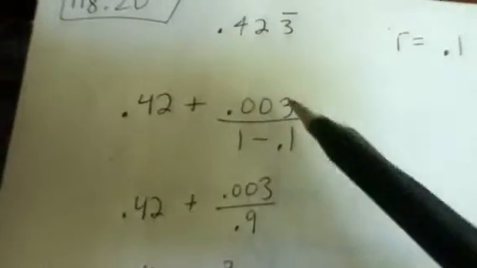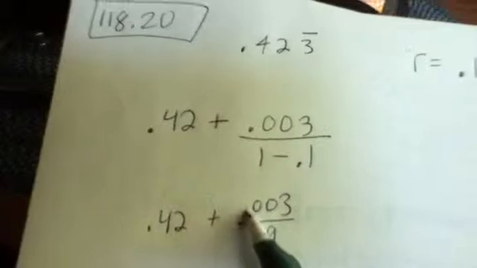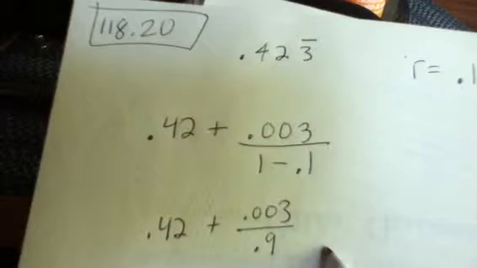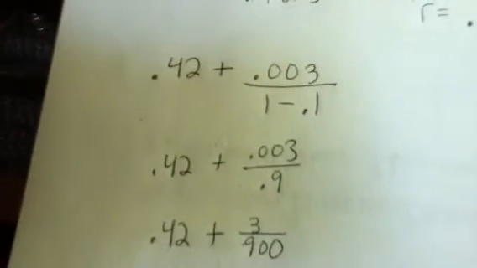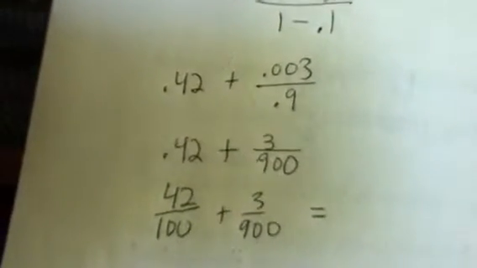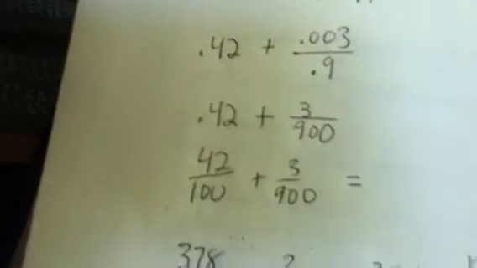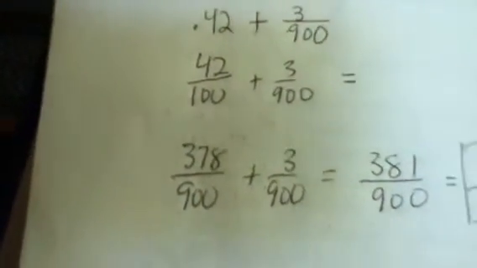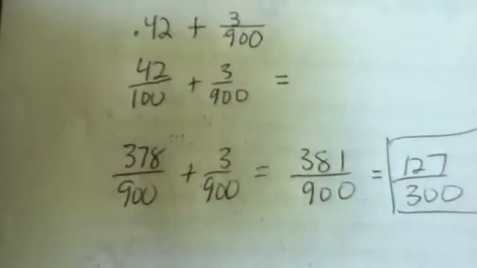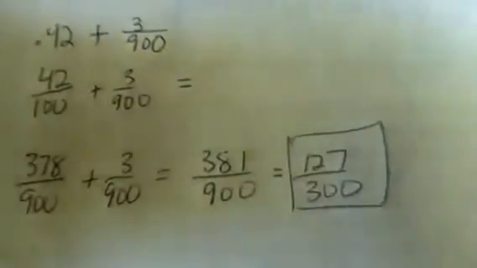I just left it in decimals like this. But then I remembered we've got to get it into a fraction, so you can move this decimal 3 places to the right, and then move this decimal 3 places to the right, and that will give you 3 over 900. This one, that's just 42 over 100. And then I multiplied the top and the bottom of this one by 9 to get it over 900. Then I realized that right there can be reduced, so I just used my calculator to reduce it, and I got 127 over 300, and that's the answer.